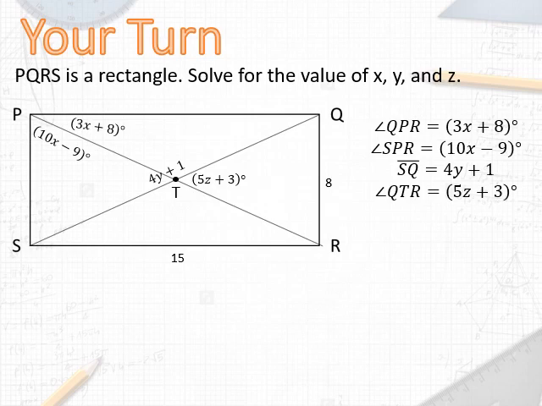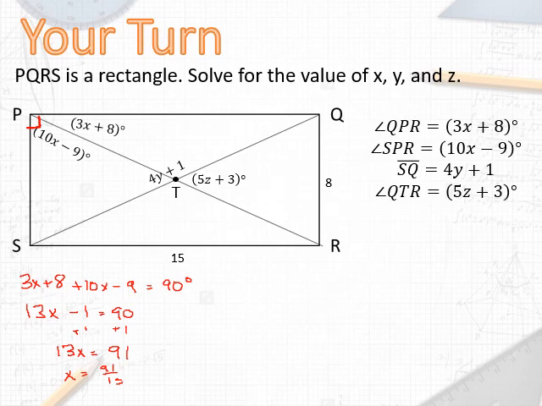Up in the top left-hand corner, we know the full angle P is a right angle, which means that those two must add up to be 90 degrees by the angle addition postulate. So that would mean 3x plus 8 plus 10x minus 9 is equal to 90 degrees. So 13x, and 8 minus 9 is minus 1. Add that 1 to both sides. So we get 13x is equal to 91. X is 91 over 13. So 91 divided by 13 is 7.